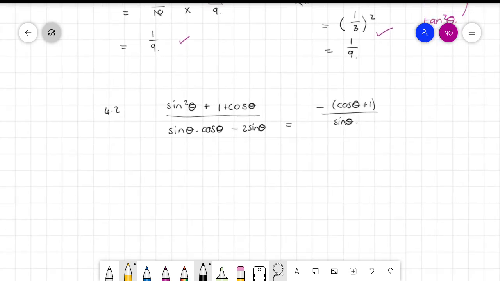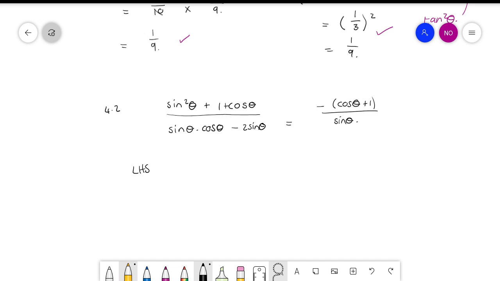Okay. I'm going to start on the left-hand side. And I'm going to say that this is equal to 1 minus cos squared x plus 1 plus cos theta. 1 mark for that one. Baie van julle het daai punt gekry. In fact, most of you got that mark and then nothing else.